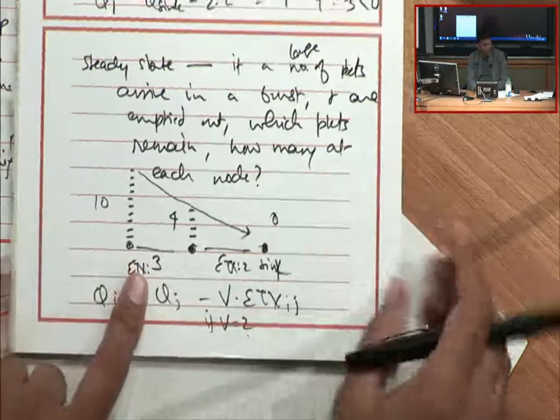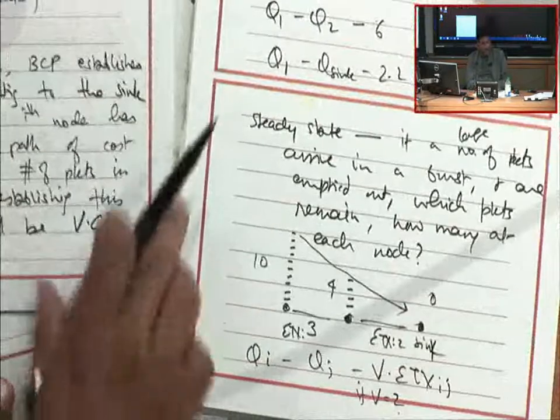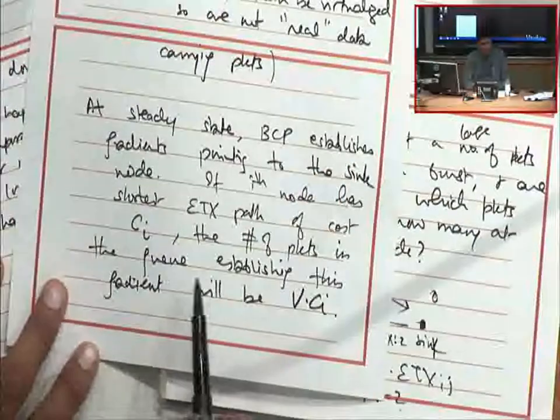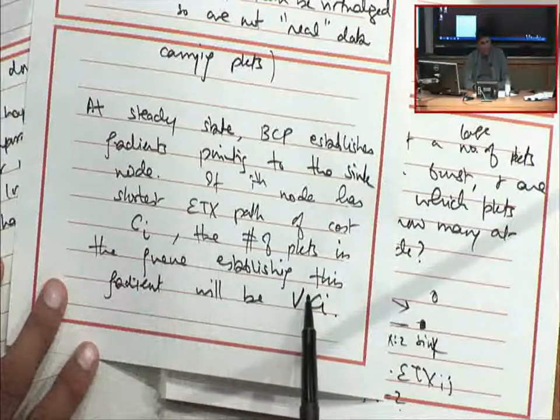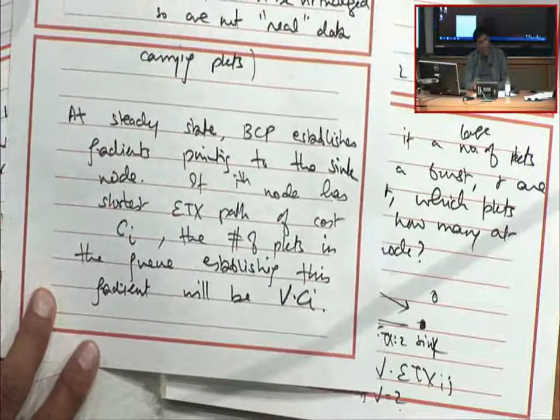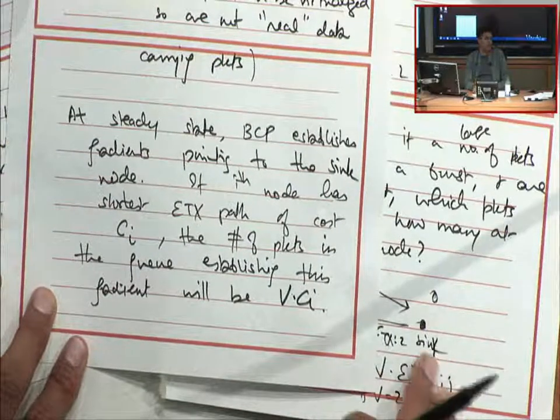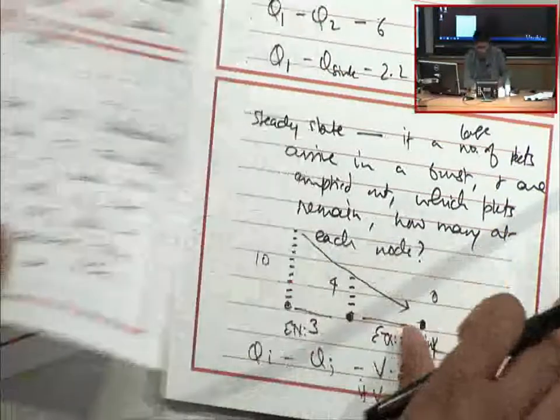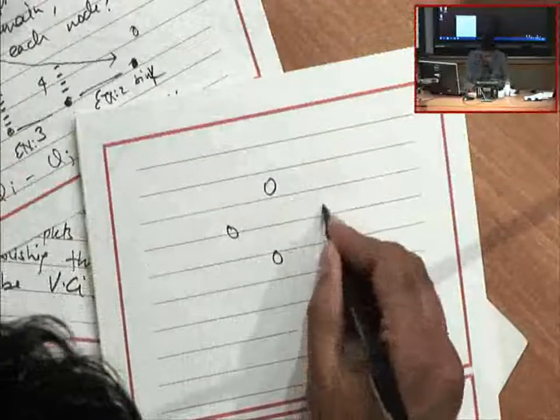So the claim here is that if you were to compute the shortest path according to ETX multiplied by V, that's how many packets will be sitting at your queue in steady state with BCP. We won't prove this property, but let's see the implication of this property for a network where there's more than one path for some node.